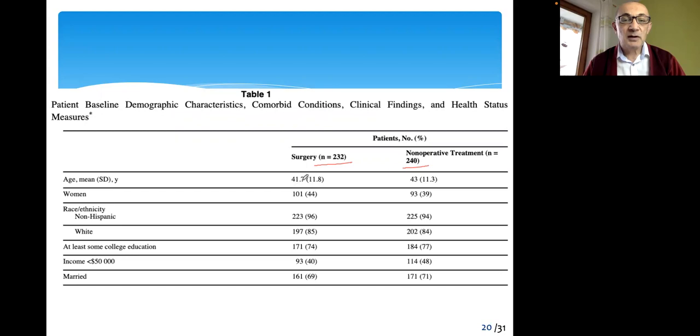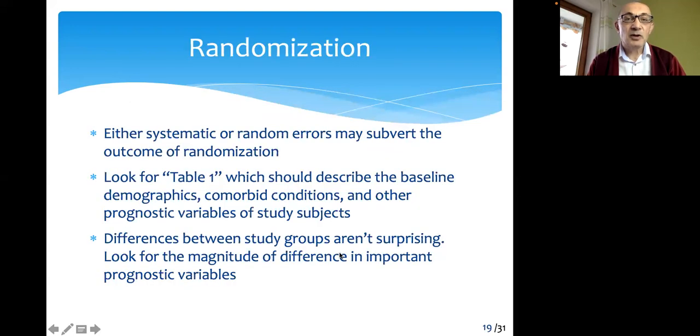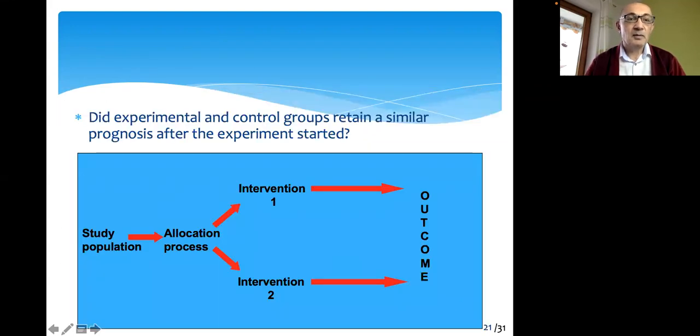These participants are 41.7 years of age. In the other group, they are 43 years of age, very similar. Here we have 101 women, and in the other group, also approximately similar. So that gives us an idea about the randomization. The next question we have to ask is, did experimental and control groups retain a similar prognosis after the experiment started?